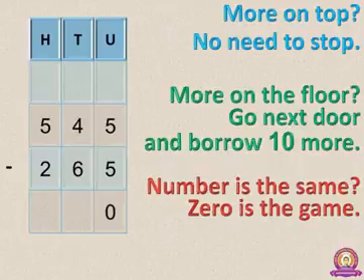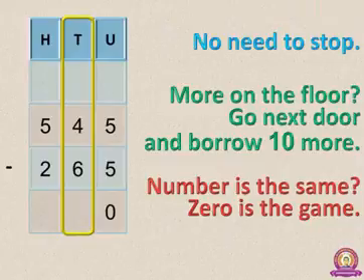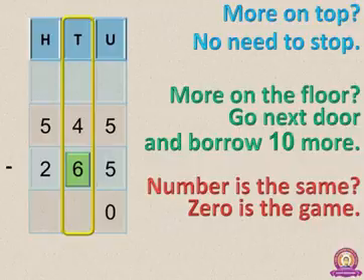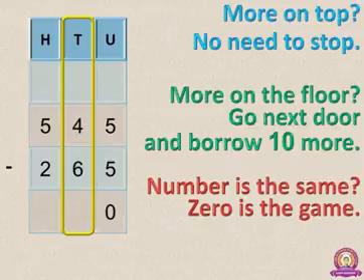Now that we have found the answer for the numbers in the units column, let's move to the next column. Always remember, children, solve one column at a time. Tens column. 4 minus 6. Do we have more on top? No. Do we have more on the floor? Yes. 6 is more than 4. What should we do if there is more on the bottom floor? The poem says we should go next door and borrow 10 more.